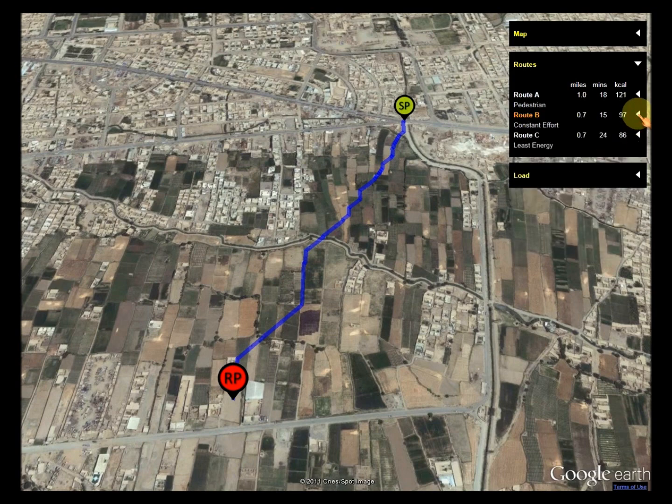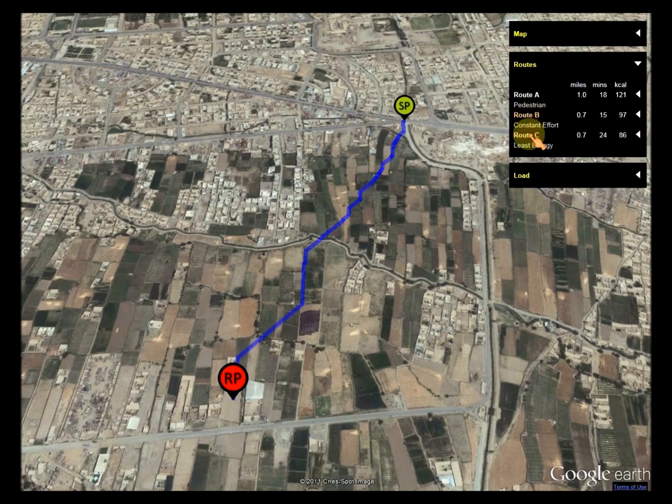Route C is a least energy route. It strives to find the path which minimizes the overall energy required by the soldier to traverse the route. Route C is often very similar in shape to Route B, but not always. In this case, the two are very similar in shape.